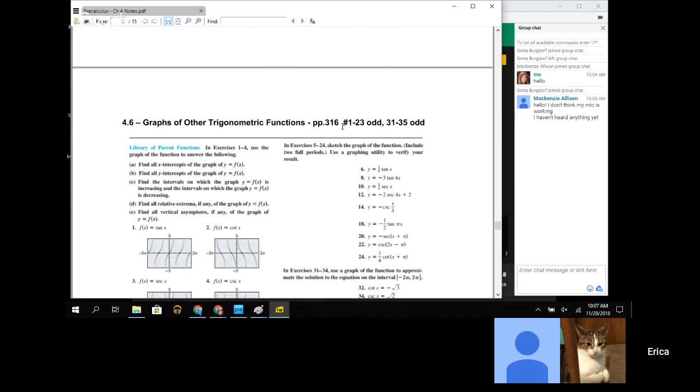Today we're going to go over 4.6. I did want to let you know that the homework is, oh, never mind, I changed it on there. My paper said 37, so I want it 31 through 35 odd.